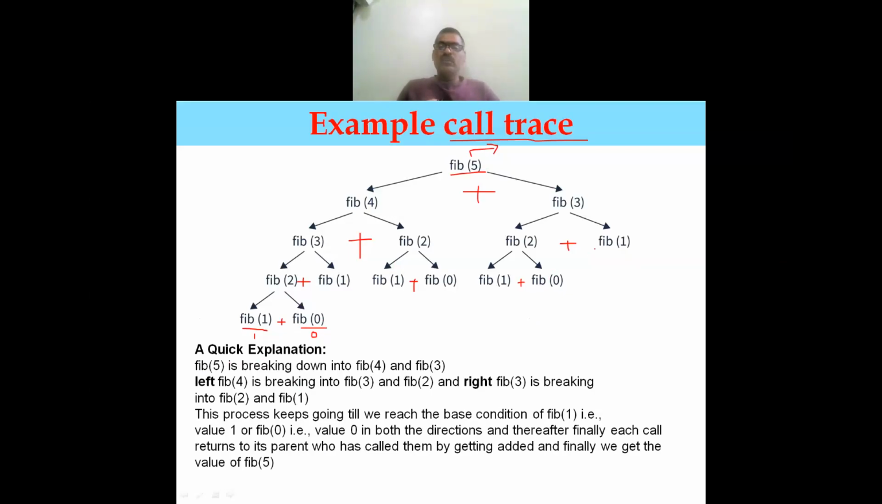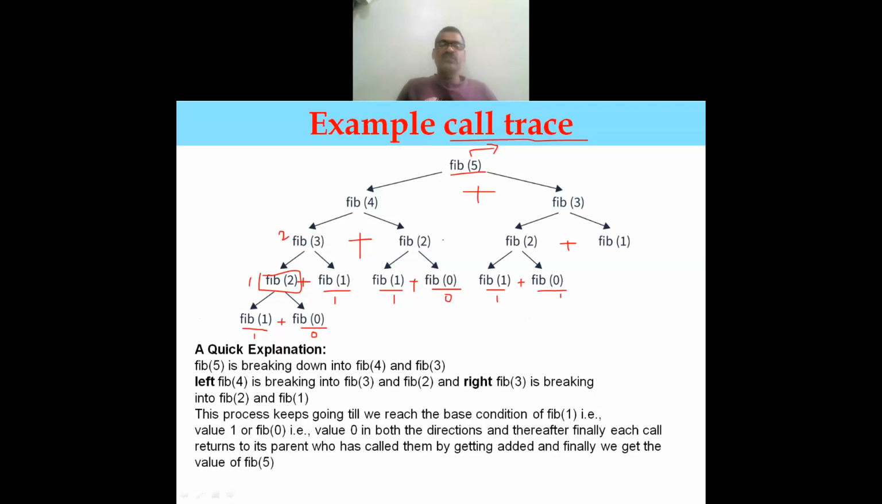So this process keeps on going till we reach the base condition, that is either fib of 1 whose value is 1 or fib of 0 whose value is 0. So in both directions we are going to compute fib of 1 as well as fib of 0. Once the base condition is reached, we finally compute the values by backtracking. Fib of 2 is known, fib of 1 is known, so 1 plus 1, we got the value of fib of 3 as 2.